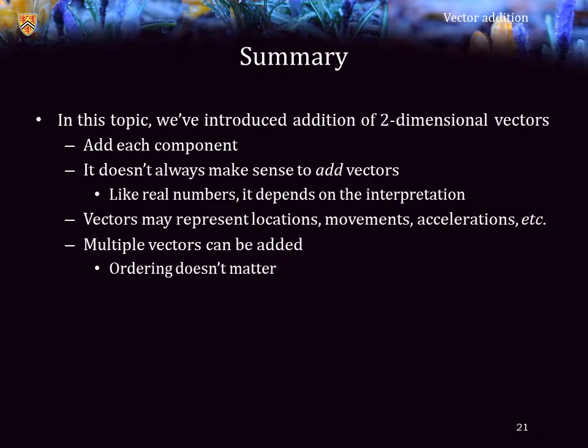So in this topic, we've introduced the concept of adding two-dimensional vectors, or we can add more than just two such vectors. All we do is add each of the two components separately. Now, it doesn't always make sense to add two vectors together. If the two vectors represent locations, their sum doesn't mean anything. However, vectors may represent locations, they may represent movements in locations, they can also represent accelerations and other concepts as well. Multiple vectors can be added together, and the ordering in which those vectors are added doesn't matter.